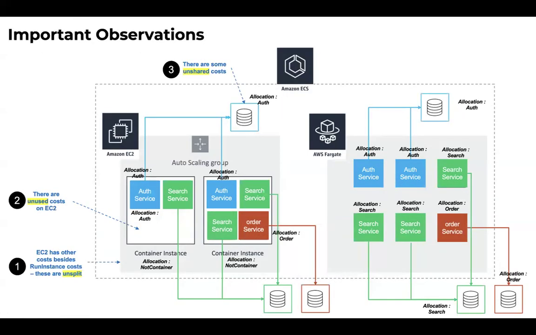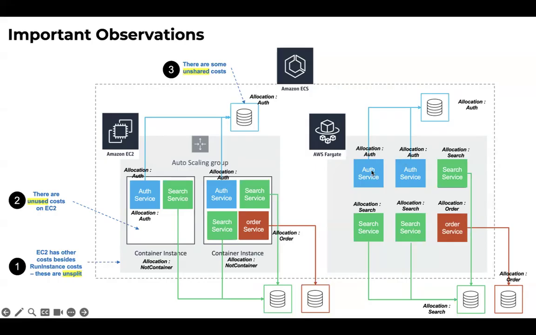Now, this is the same picture as before, but with additional details. It is showing that the auth service is using a database. The search service is all talking to its own database, and so also the order service. And the same thing is shown on the left-hand side as well. And you can see that the resources are all tagged with resource tags, right? All the blue stuff belongs to the auth microservice, and they've been tagged with allocation: auth, right?